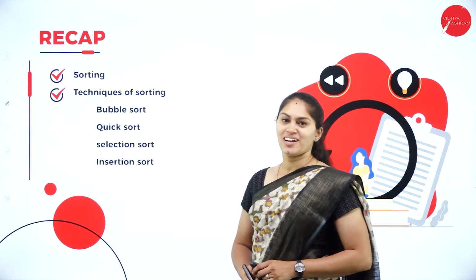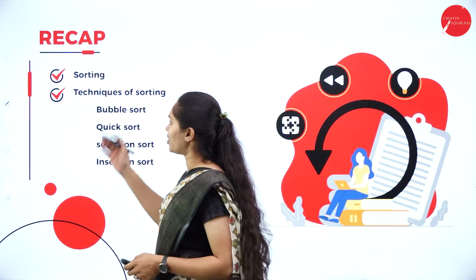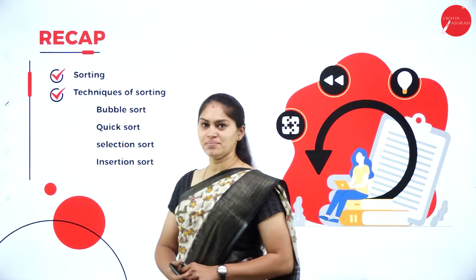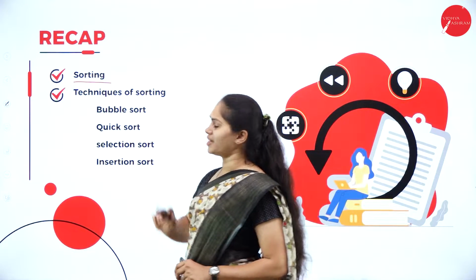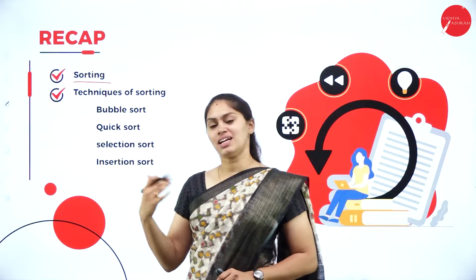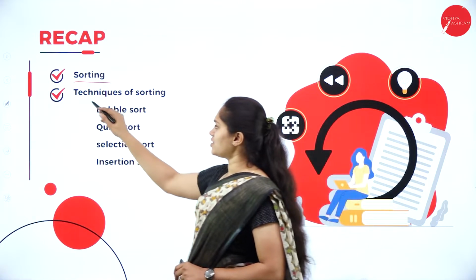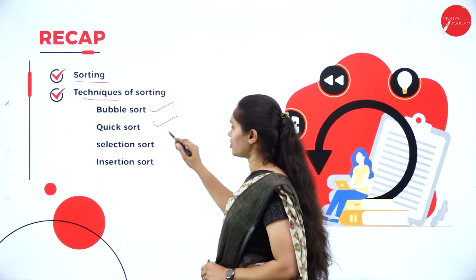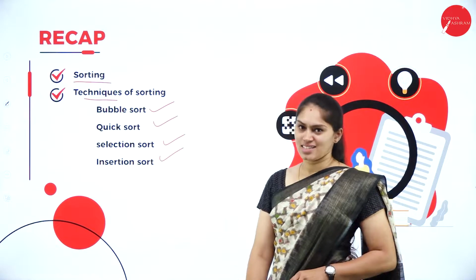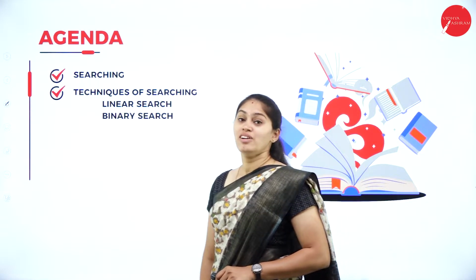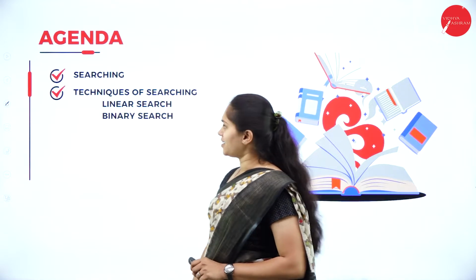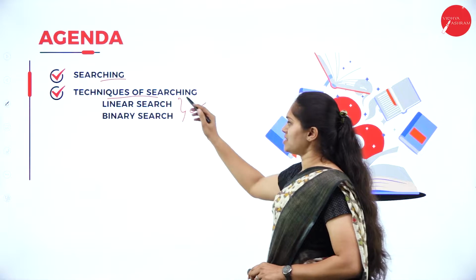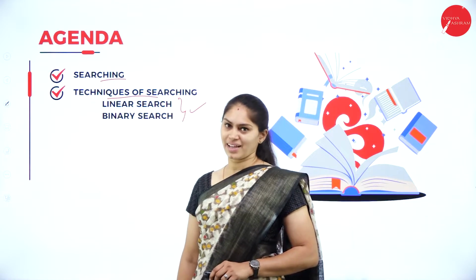Before getting into today's session, we'll have a quick recap of our previous session. As we all know, in the last session of this chapter, we had a discussion regarding sorting, that is, arrangement of elements either in ascending or descending order, and we also got to know the different techniques of sorting, that include bubble sort, quick sort, selection sort and insertion sort. So in today's session, we're going to learn about the searching techniques and see what we mean by searching. Then we're going to see these two techniques, that is linear and binary search.